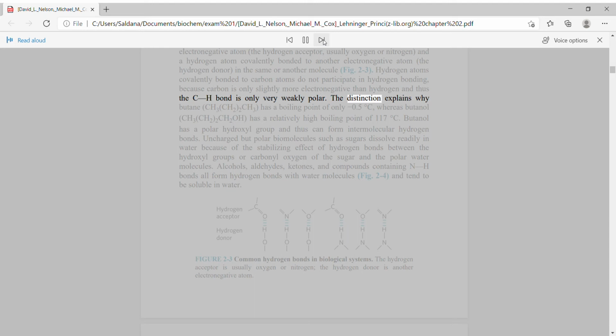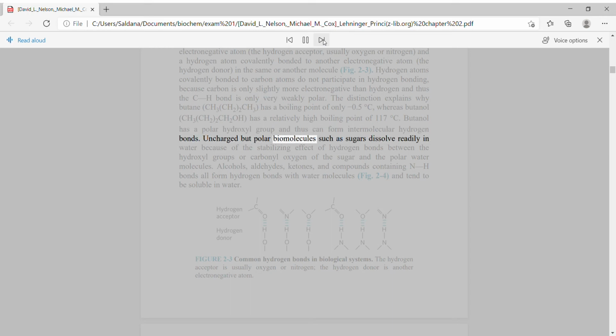The distinction explains why butane, CH3(CH2)2CH3, has a boiling point of only 0.5 degrees C, whereas butanol, CH3(CH2)2CH2OH, has a relatively high boiling point of 117 degrees Celsius. Butanol has a polar hydroxyl group and thus can form intermolecular hydrogen bonds.